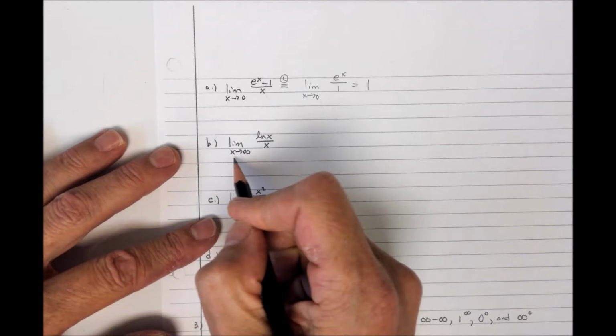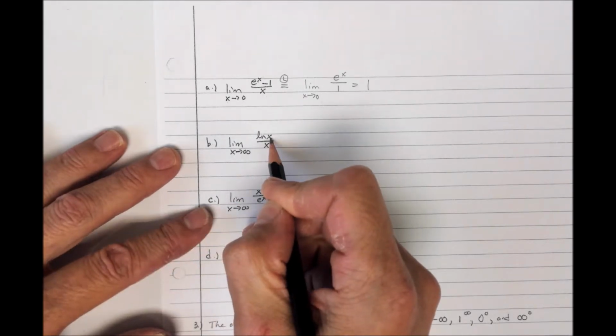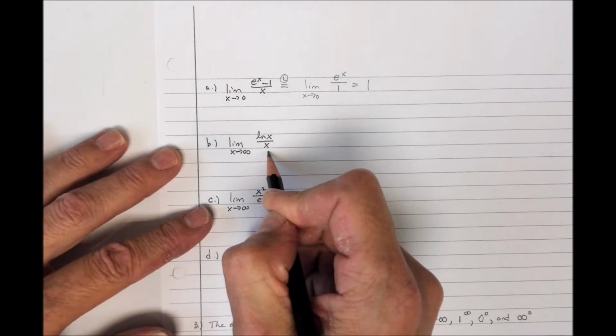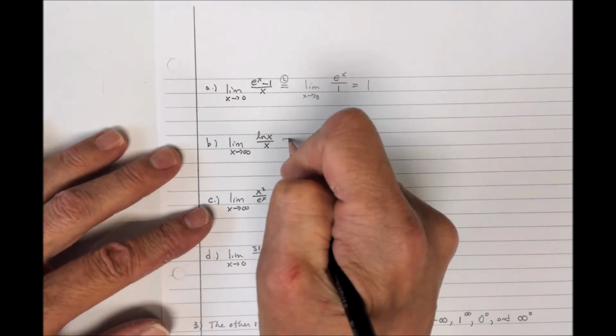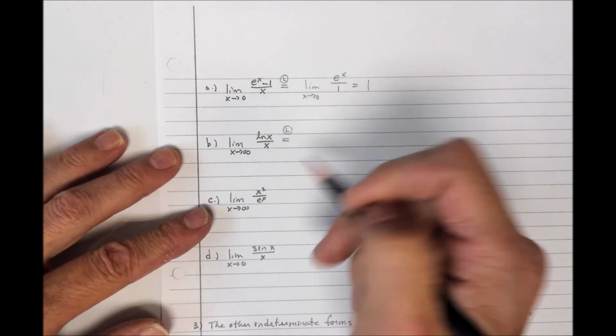And here's another one. If I let x go to infinity, the natural log of bigger and bigger numbers gets big. And the denominator x is getting big, so I have infinity over infinity, which is an indeterminate form. So I apply L'Hopital's rule here. It works for 0 over 0 or some kind of infinity over some kind of infinity.